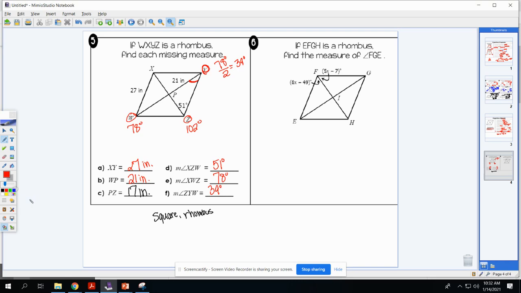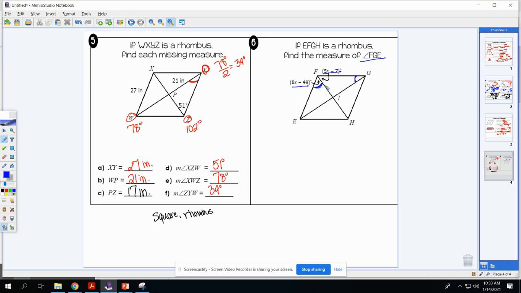Let's check out this last one here. EFGH is a rhombus, trying to find the measure of angle FGE. So FGE appears to be this angle right here. But we're only given 8x minus 49 and 5x minus 7. As you can tell, both of these here are right next to each other.